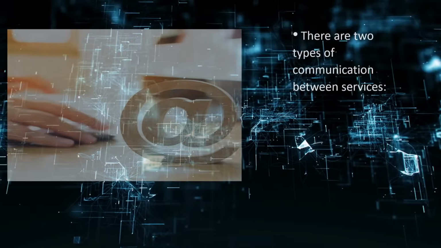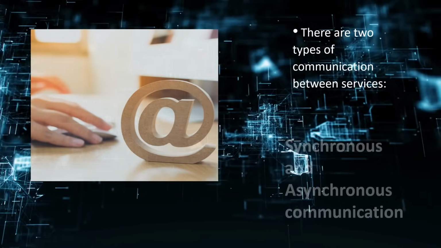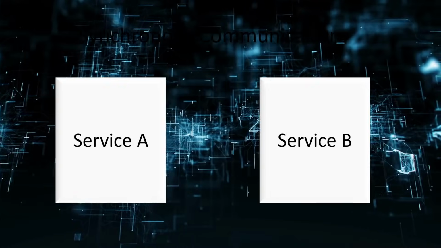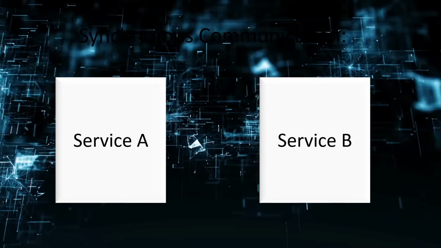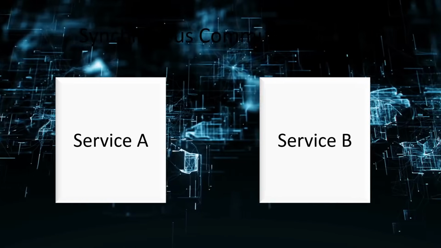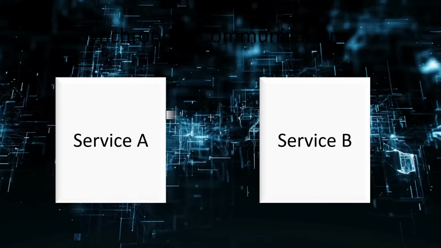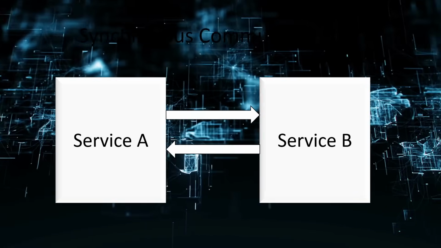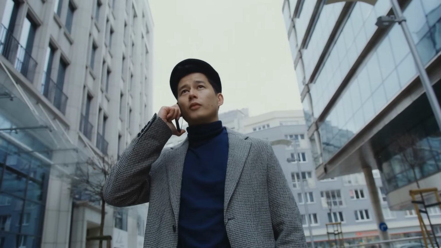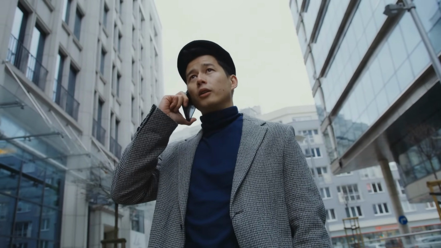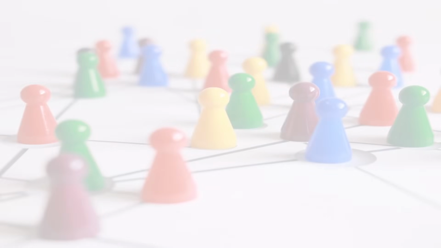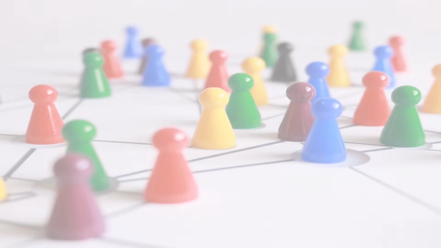There are two types of communication between services, synchronous and asynchronous communication. Now let's learn something more about synchronous communication. In synchronous communication, service A sends a request to service B and it waits for the response before continuing its execution. It's like making a phone call where the caller waits for the receiver to answer the call and have a conversation before hanging up.